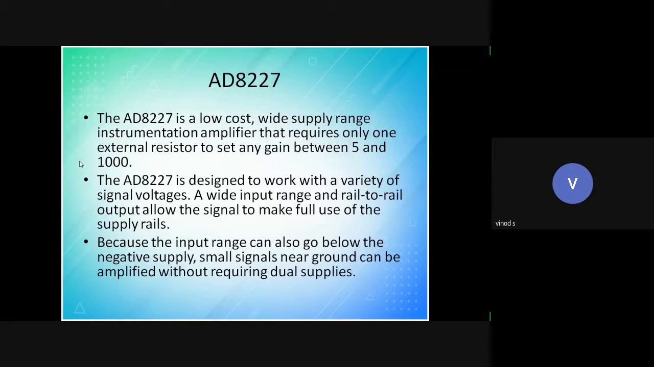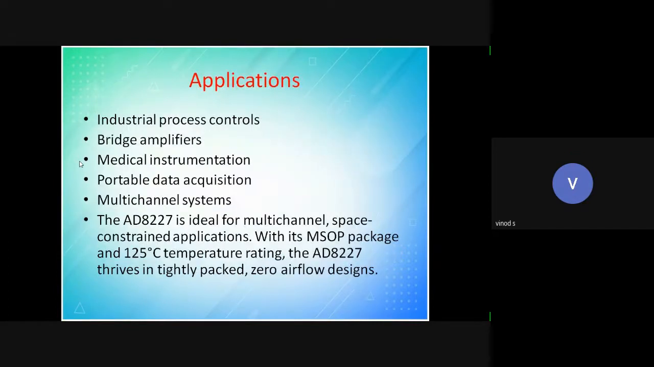It is a low cost, wide supply range instrumentation amplifier that requires only one external resistor to set any gain between 5 to 1000. It is designed to work with a variety of signal voltages. A wide input range and rail to rail output allows the signal to make full use of the supply rails. Because the input range can go below the negative supply, small signals near ground can be amplified without requiring dual supply.